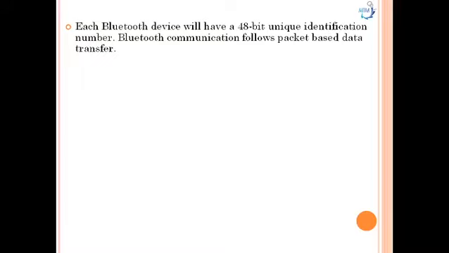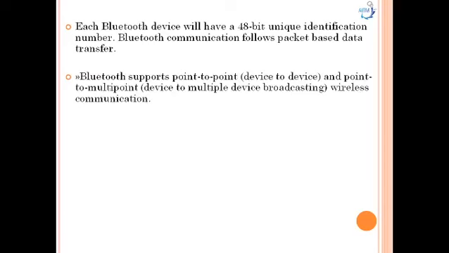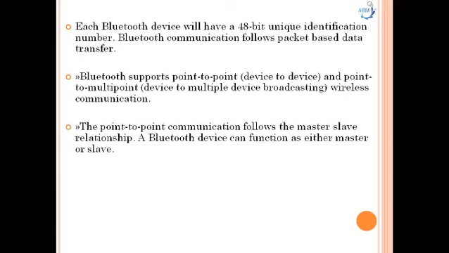Whatever data has to be transmitted between the devices has to be divided into packets. Bluetooth supports point-to-point, that is device-to-device, as well as point-to-multipoint, that is device to multiple device broadcasting, as a wireless communication. The point-to-point communication follows the master-slave relationship. One device should be master. The device which is sending the data or packets to the other device will act as the master, and the other device which is receiving this data will act as a slave device.